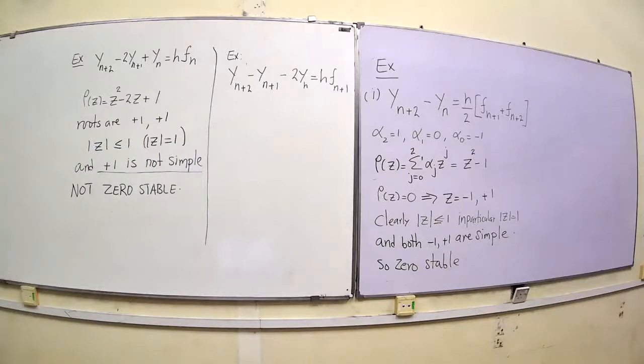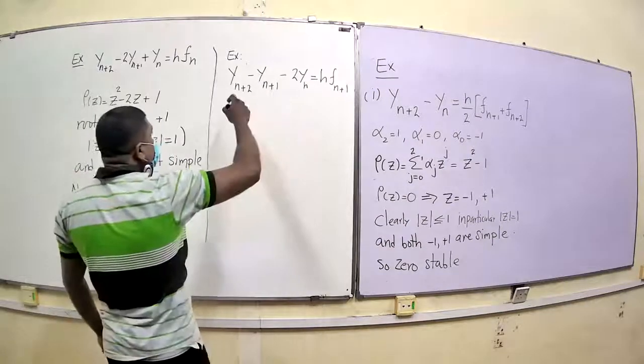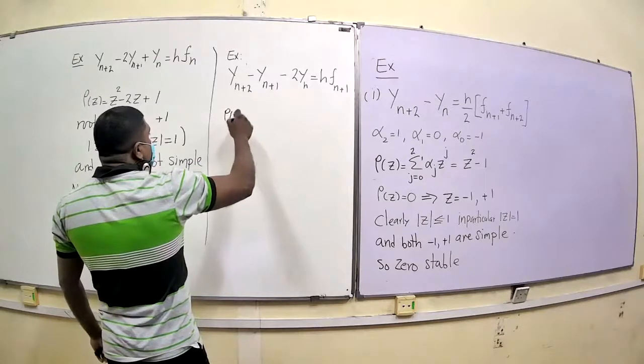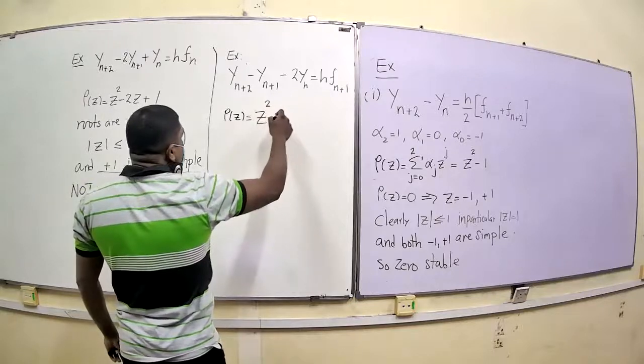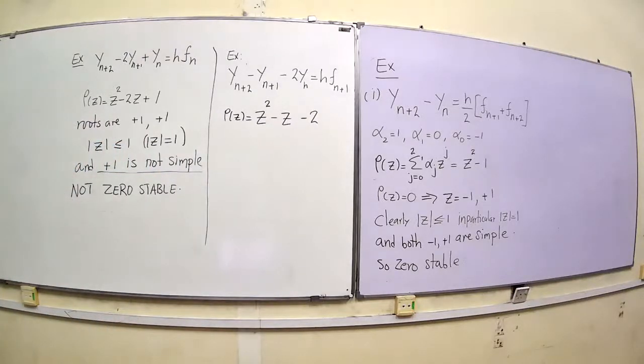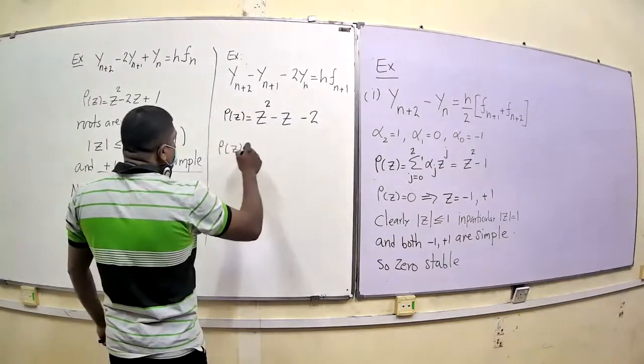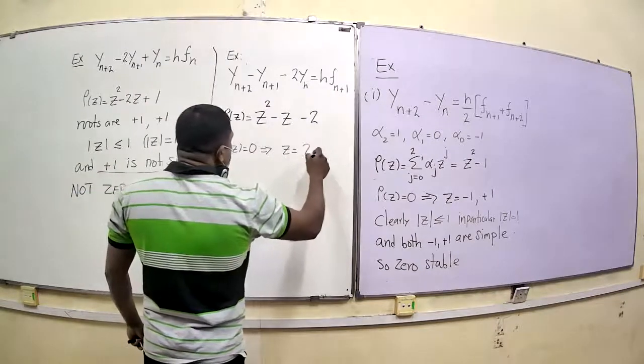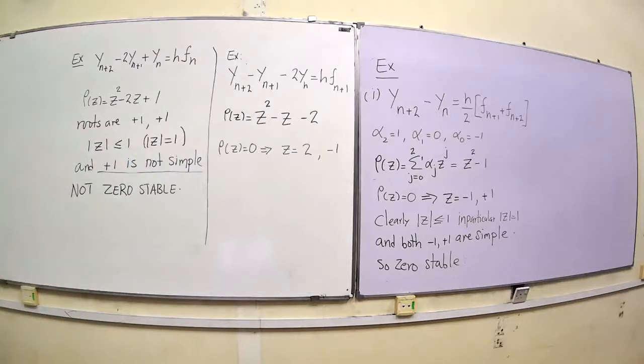Now if you look at this numerical method, a linear multi-step method, you can see that y n plus 2 minus y n plus 1 minus 2 times y n is equal to 8 times f n plus 1. So you can check the first characteristic polynomial, that is z squared minus z minus 2. So rho z equal to 0 will give you z equal to 2, minus 1. If you look at the roots of this polynomial, it is z minus 2 into z plus 1. So 2 and minus 1 are the roots.